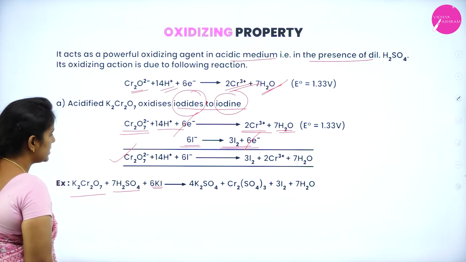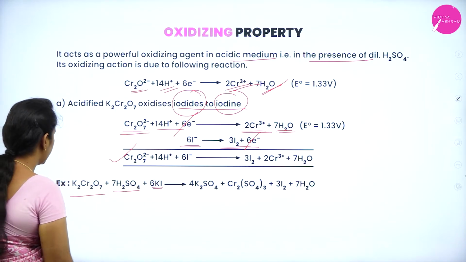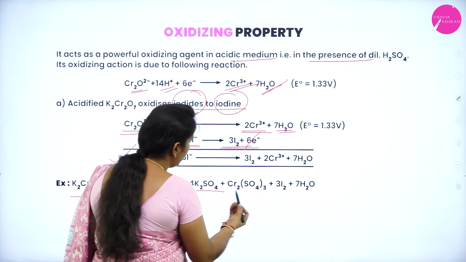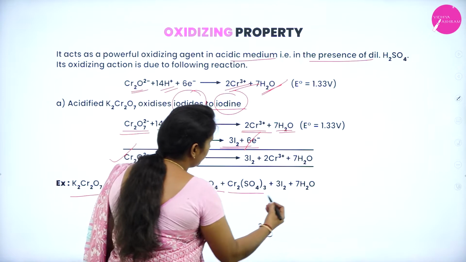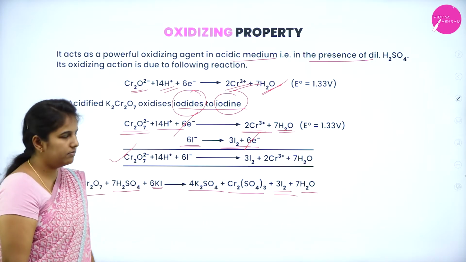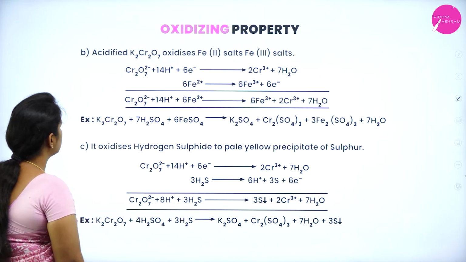So, it oxidizes what? It oxidizes the iodide to the iodine. You can see that potassium dichromate is converted into potassium sulfate and chromium sulfate will be formed with the formation of iodine as well as with the water molecule. So let's see a few other examples also.